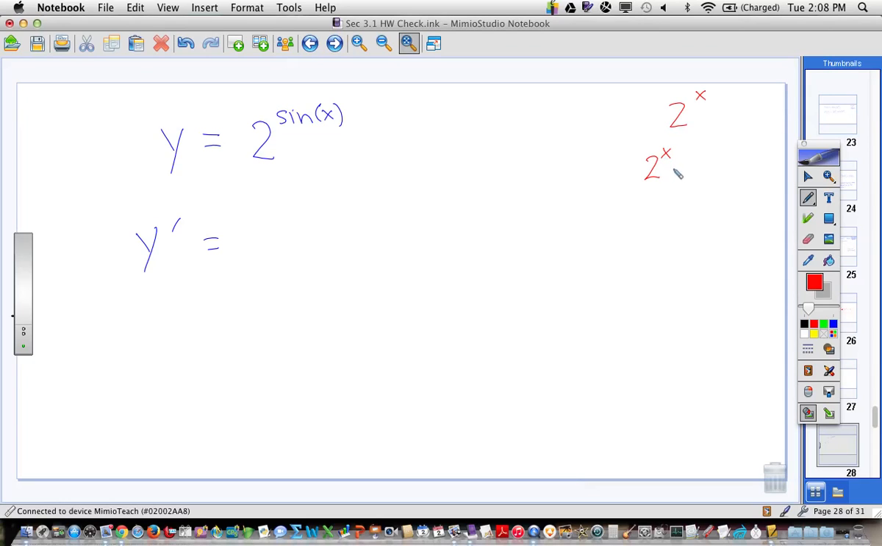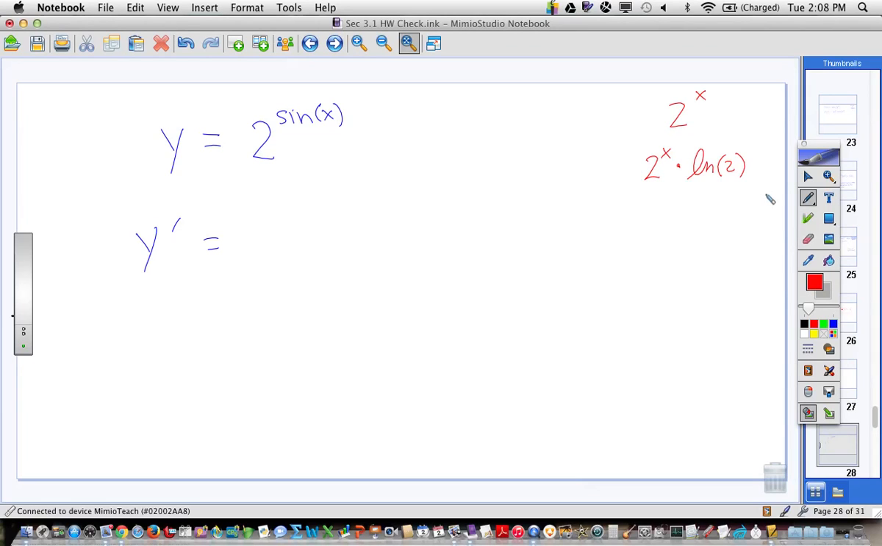Keep it the same and multiply by natural log of 2. Now in the quiz we had some people think we're going to bring the x down and do x minus 1. No, no, no, that's not. That's when you have x raised to a power, right? When x is raised to a number, you have that. When you have a number raised to an x, that is an exponential function.